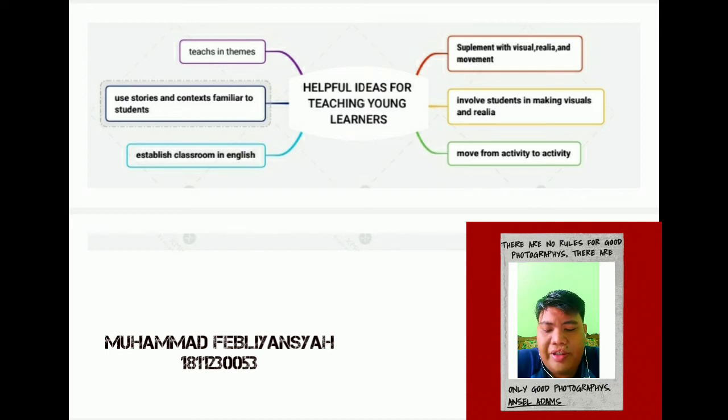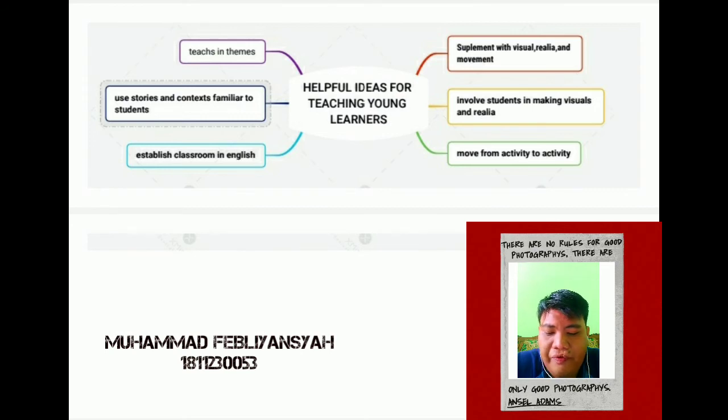And the second one is to involve students in making visual and realia. Students draw different characters for a story, or make puppets, masks, and play dough sculptures as well. And they can collaborate with the art teacher to make visuals. And the basic is what you need for your activities.